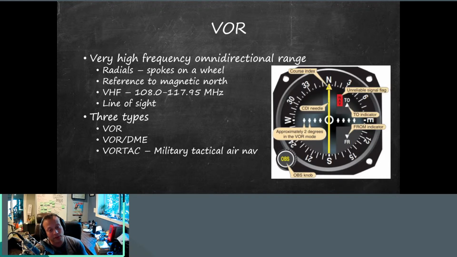So if you are behind mountains or if you are on the other side of the planet, the VOR will be useless to you. There are three types of VORs you might encounter. There's a VOR DME, which includes distance measuring equipment, and a VORTAC, which includes military tactical air navigation.